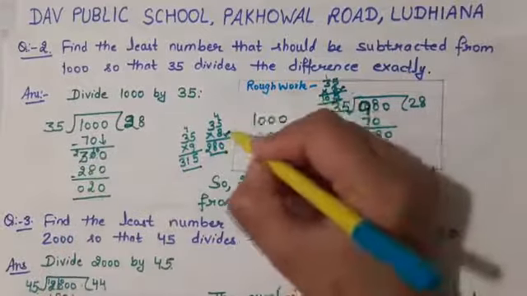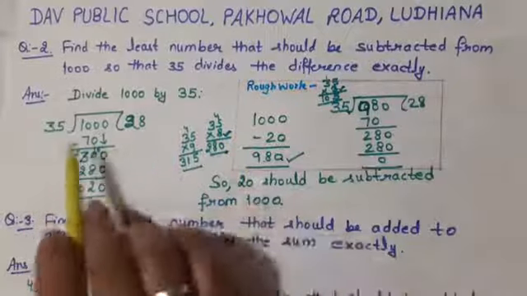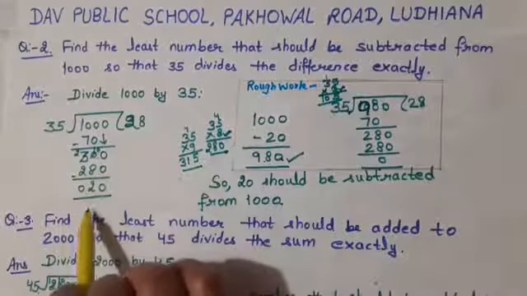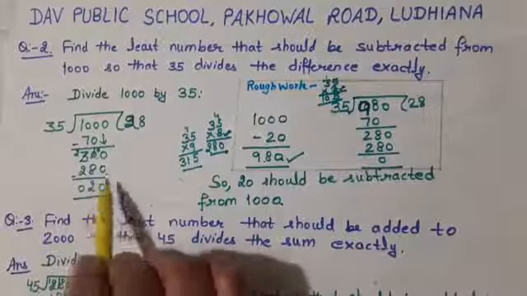So it will go on the table of 8, which is 280. So 35 8s are 280. Now we will subtract, and you get 20 as remainder.